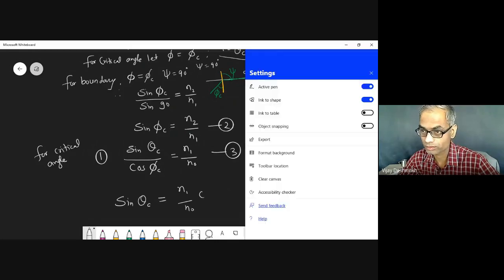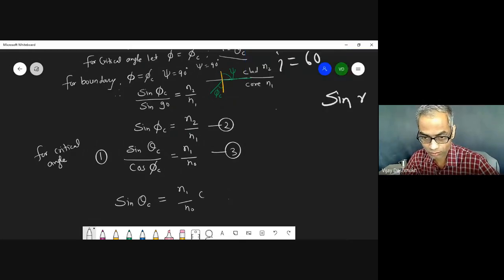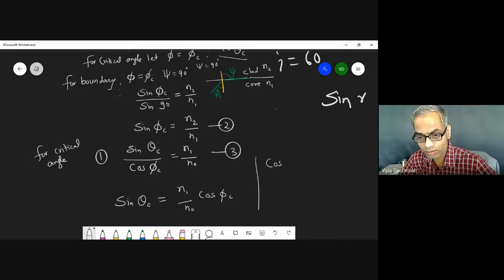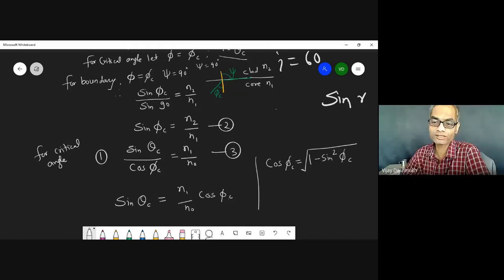Okay, cos phi c, right? I have just taken cos phi c on the right hand side. Now I know the value of sin phi c, so I can find out the cos phi c. We know that cos phi c can be written as under root of 1 minus sin square phi c, because sin square theta plus cos square theta equals 1, and therefore cos equals square root of 1 minus sin square.